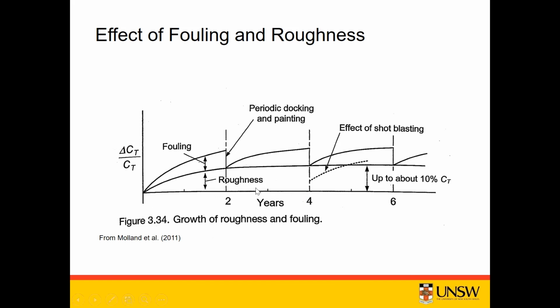Typically, the roughness of the hull plateaus out at about a consistent level, but the fouling on the hull grows and grows and grows unless you do something in particular to actually reduce it. And then after you've docked the hull and taken the fouling off, again it grows like that, dock the hull again, grows like that. And if you shot blast the hull, you get an effect something like this, where you're cleaning the scale and the general wear and tear off the hull.